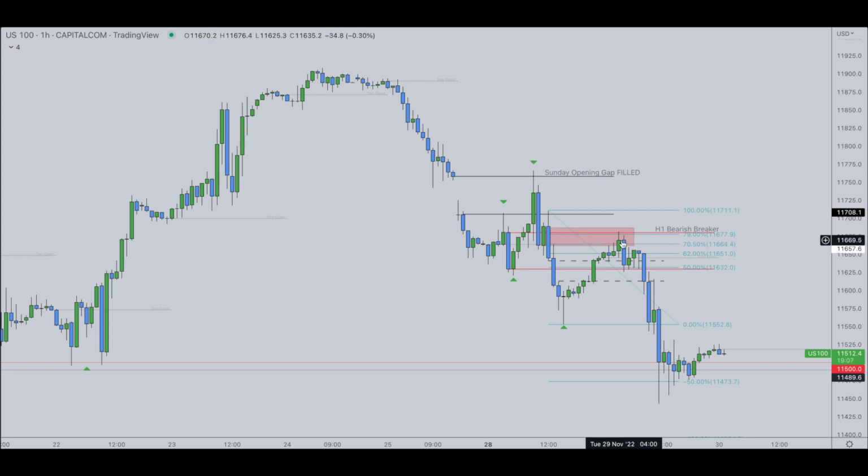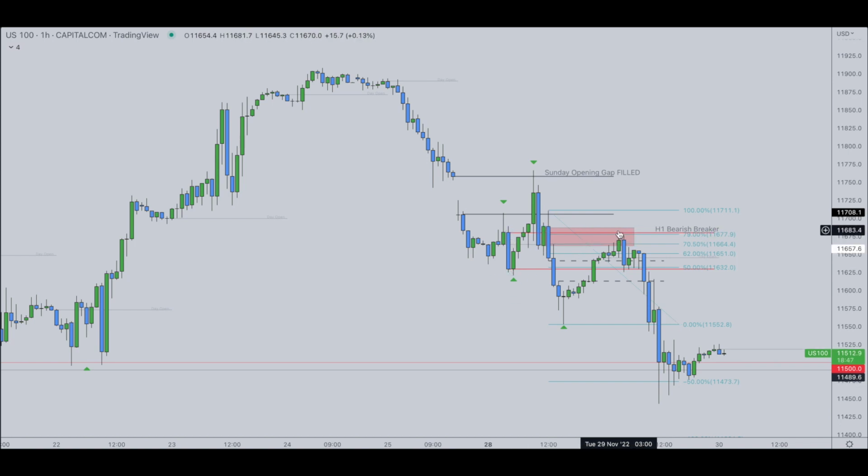Look at the candle bodies. Overshot that 79% a little bit, but we are respecting the bulk of this bearish breaker. I have anchored these red lines to the body. Look at the bodies here, look at these wicks here respecting this candle body.